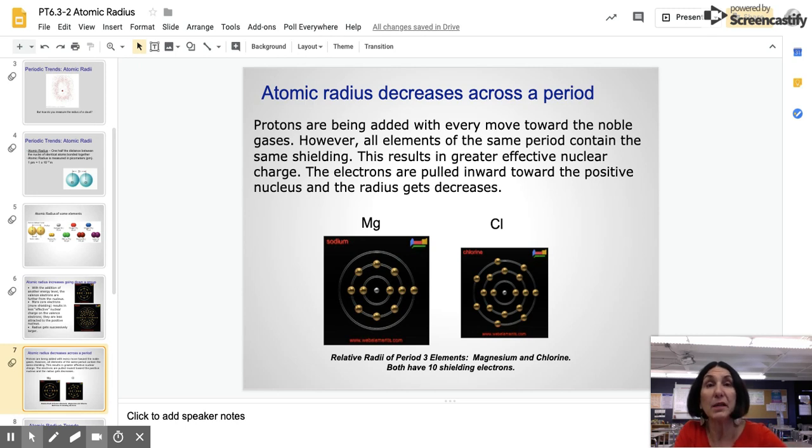So here you see magnesium and chlorine. These are both period 3 elements. Chlorine does have more protons than magnesium. It does have a stronger nuclear charge, but they both have the same shielding, 10 electrons.